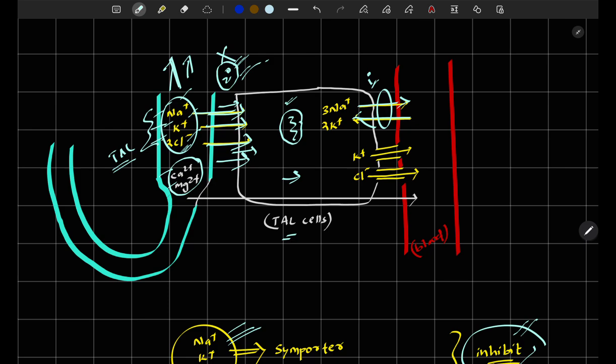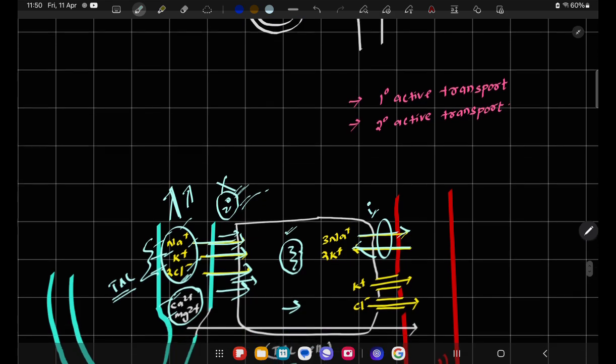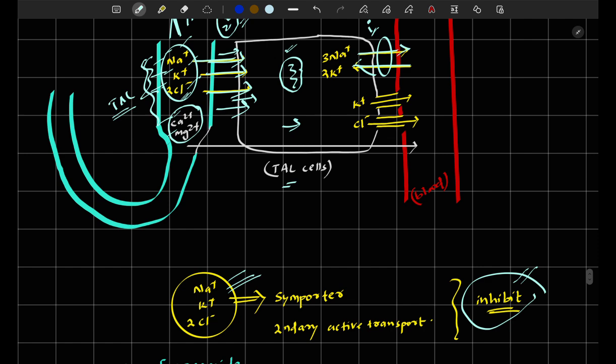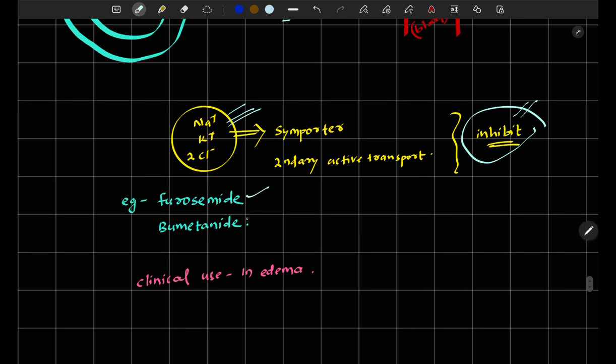However, calcium reabsorption also occurs in the distal convoluted tubule. So calcium is reabsorbed in the distal convoluted tubule, but all the remaining ions are not reabsorbed, due to which hyponatremia, hypocalcemia, hypochloremia and hypomagnesemia occur in our body. This is the result of loop diuretics. Some of the examples are furosemide and bumetanide. As for the clinical uses of the loop diuretics, in general, they are used in edema.